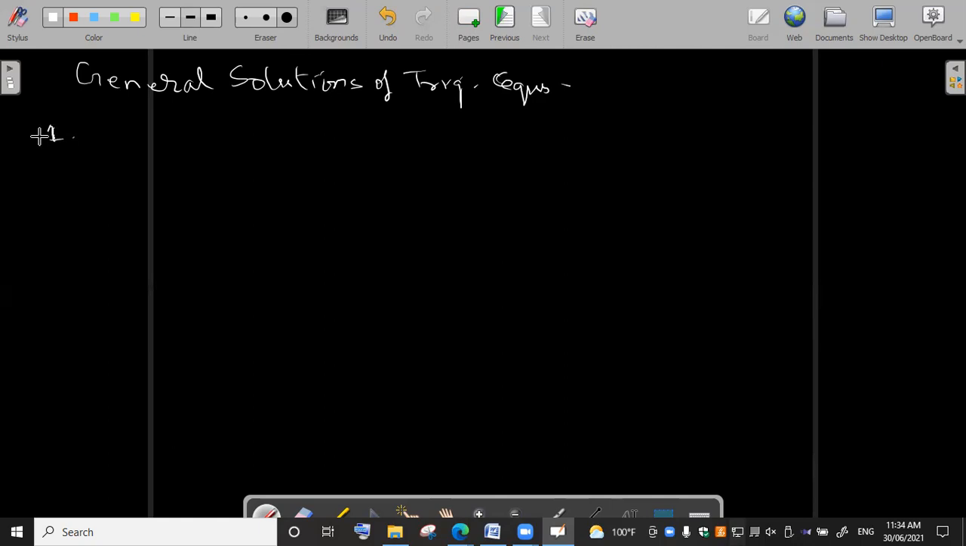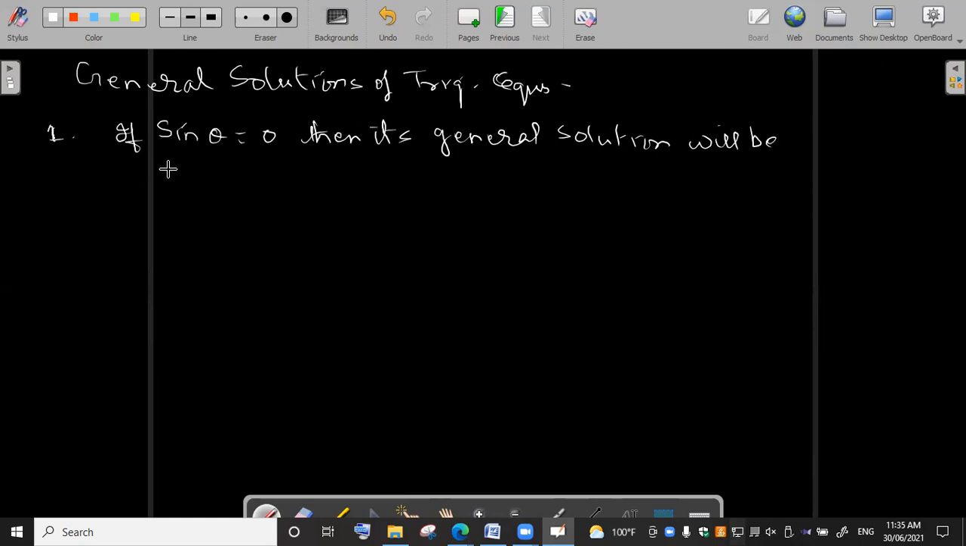Number one, if you are getting sine theta is equal to 0, then its general solution will be theta is equal to, as we have seen, n pi, where n belongs to integers, it can be any integer. So this is the first formula. So we are writing the general solution.